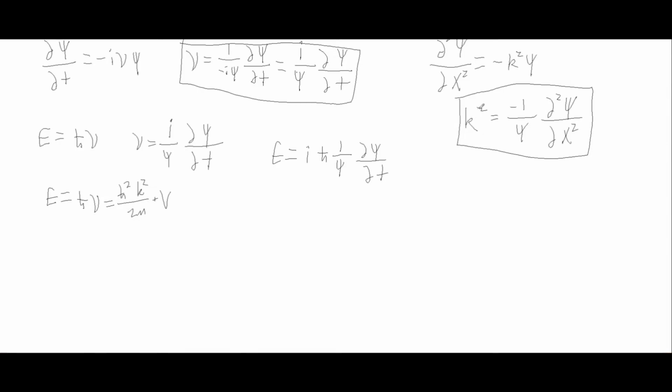And since we know that k squared is equal to this, then we can substitute that in for the k squared here. And so then we can say that E is equal to the h bar squared from here over 2m from here. Then we're substituting this in for that k squared there. And so that will be the 1 over psi multiplied by the second derivative of psi with respect to x.